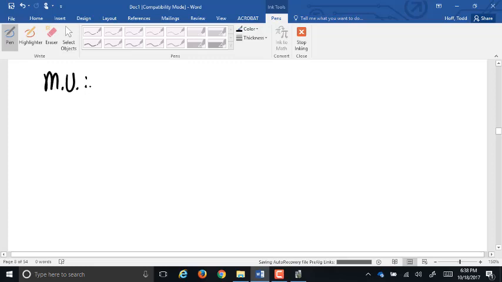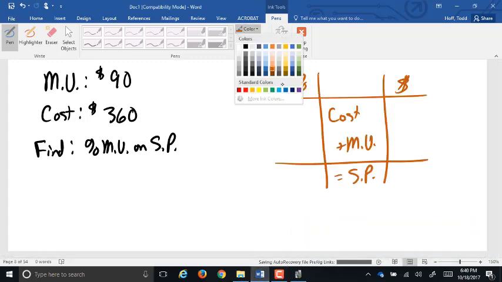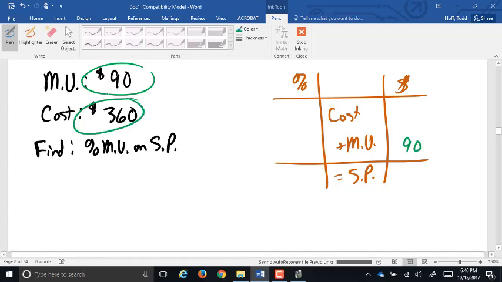So we have a markup of $90. We have a cost of $360. Find percent markup on selling price. I'll give you a minute. 90 goes dollar amount of markup. $360, dollar amount of cost.